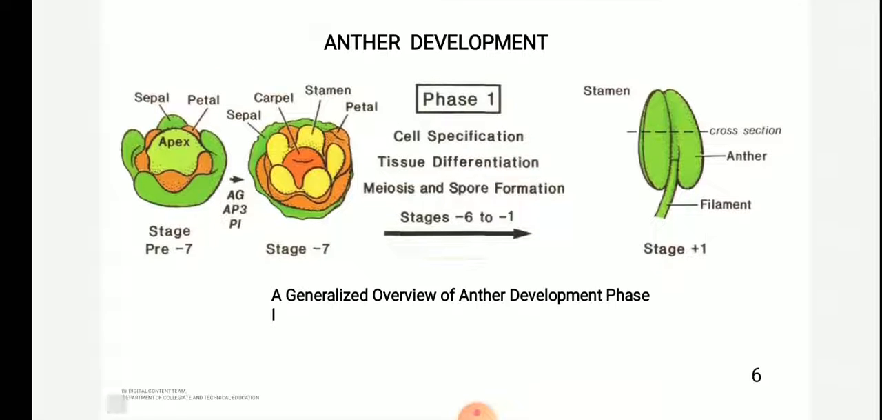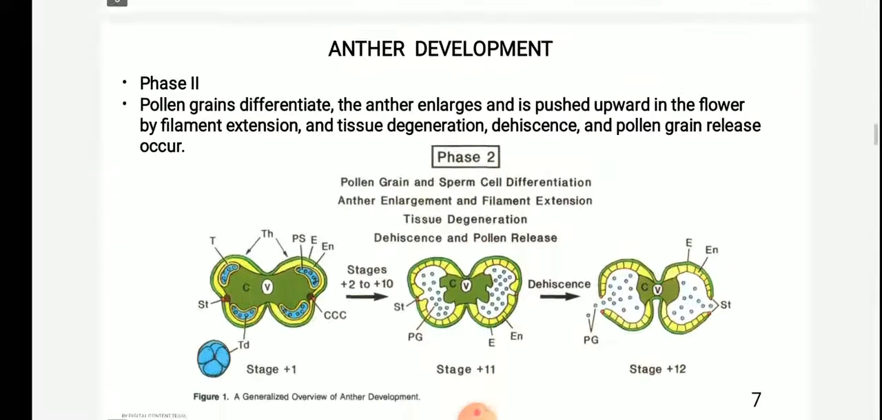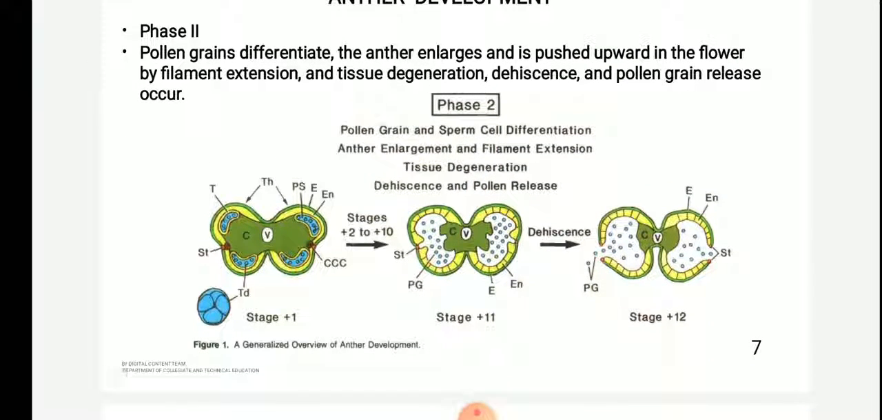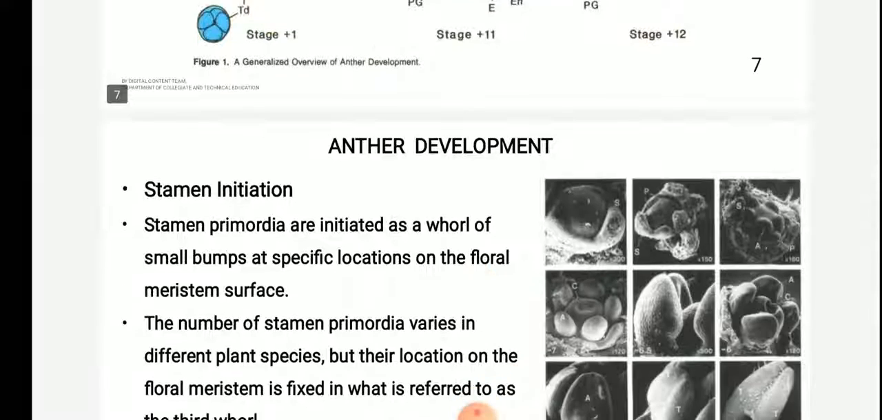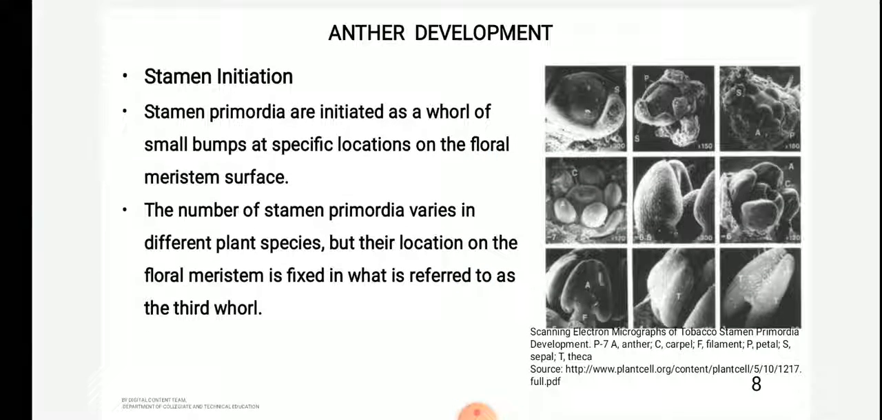If you see this diagram, you will understand phase 1. You know that on the receptacle, different primordia will be formed: calyx, corolla, andrecium, the stamen primordia and the carpel primordia. So the stamen primordia is formed in the third whorl and it starts differentiating. In the second phase, pollen grains differentiate, the anther enlarges and it is pushed out of the flower by filament extension, and tissue degeneration, dehiscence and pollen grain release occur. So let us study that in detail.